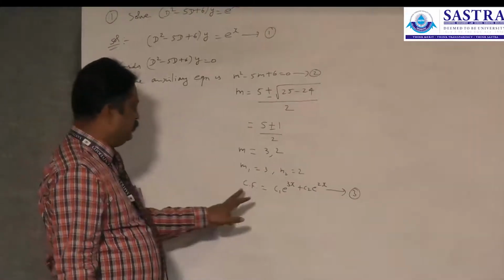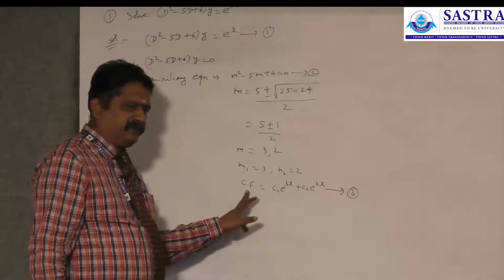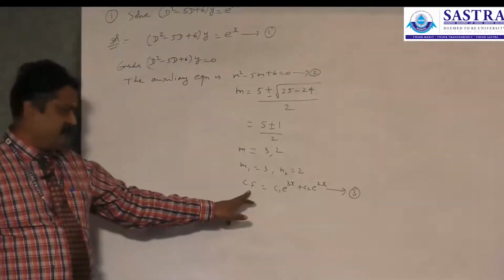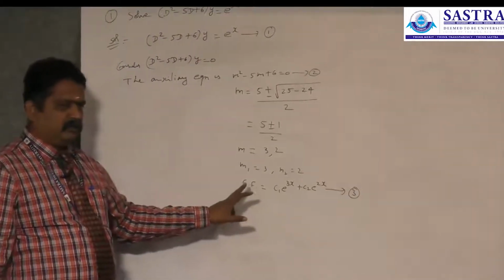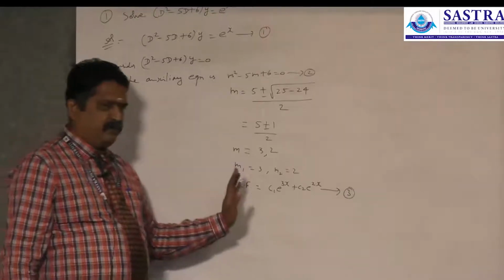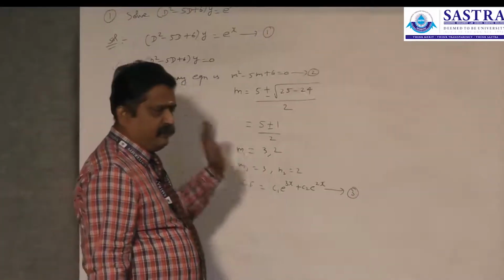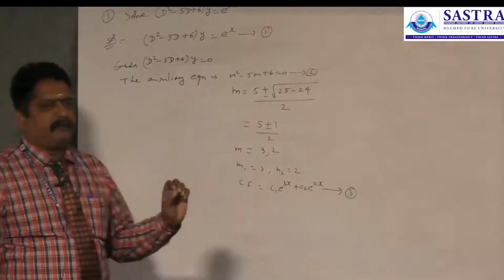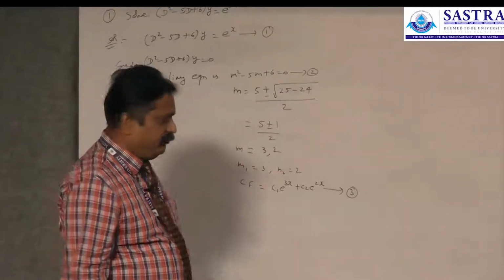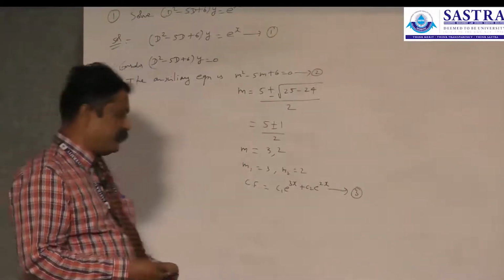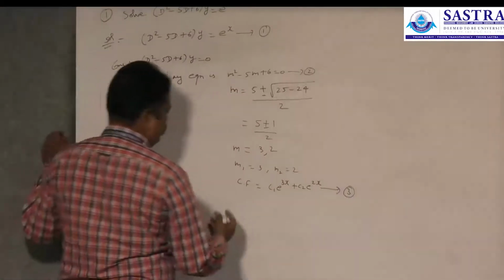We must be very careful. Here we should write only the complementary function. We should not write y. If you write y, then it's wrong. It is a complementary function, not the final solution. The final solution is complementary function plus particular integral. We are yet to find the particular integral. Now let us find the particular integral.